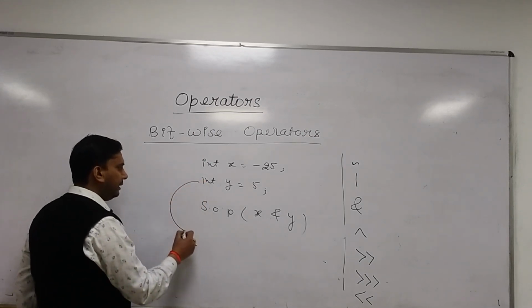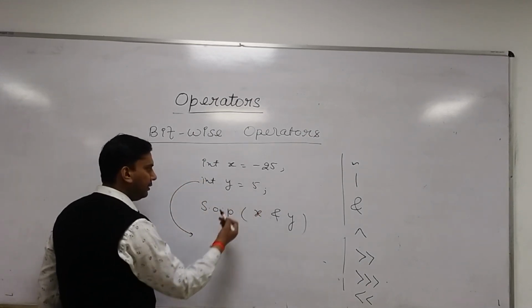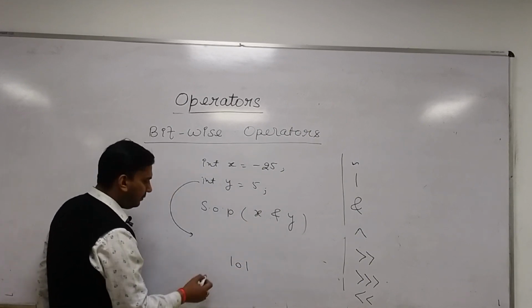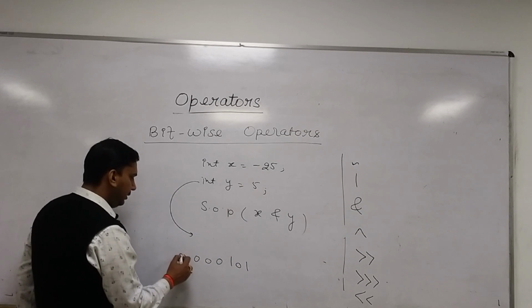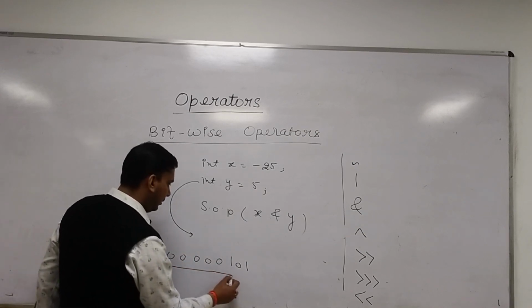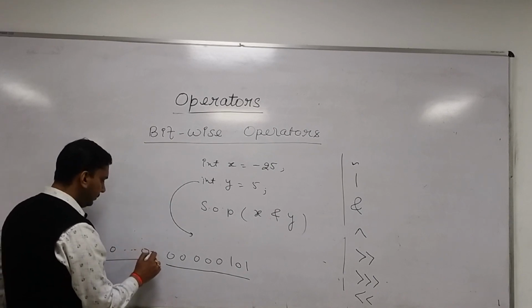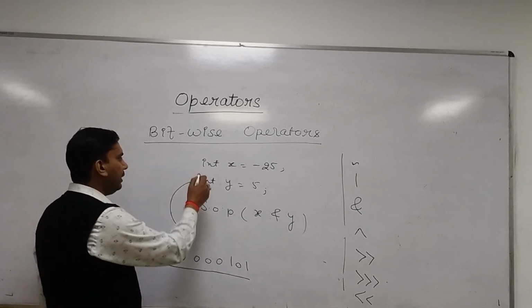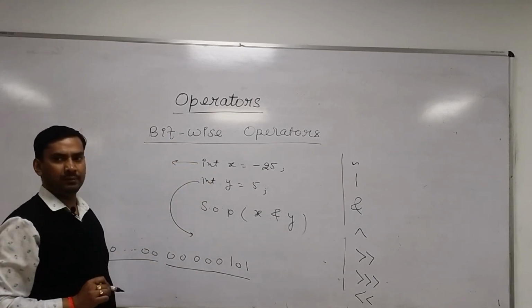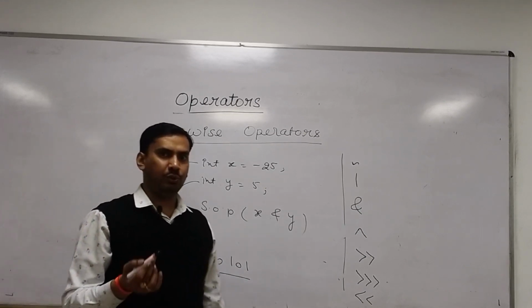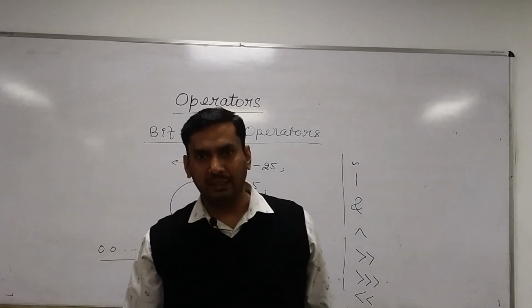So first of all, the binary equivalent of y will be what? Y is 5, that means 4 plus 1, 5, and rest other zeros will be there. Here also 24 zeros. But what about minus 25? How will you represent minus 25? So to represent the negative value in binary, what do you do?